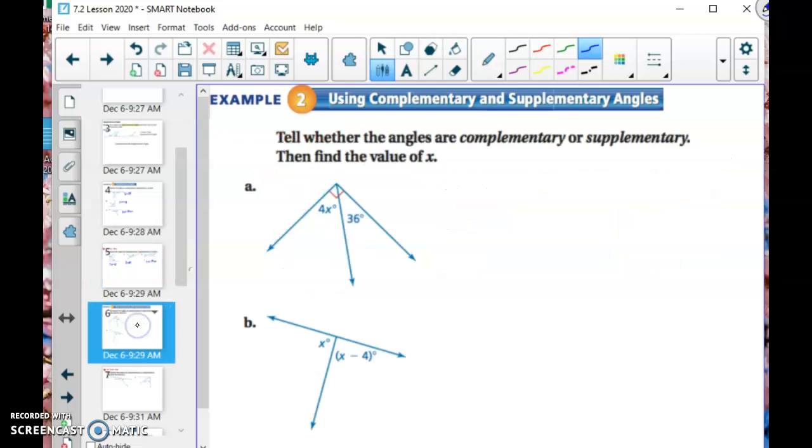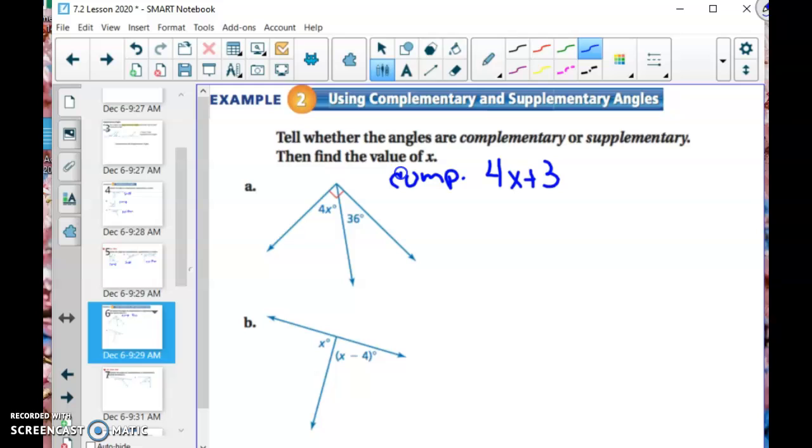All right, example 2 says tell whether the angles are complementary or supplementary, then find the value of x. Well, looking at A, I see that these two angles go together to make a corner, so that makes them complementary. Now, knowing that they are complementary, I can solve for x by thinking that those two angles added together have to sum to 90 degrees.